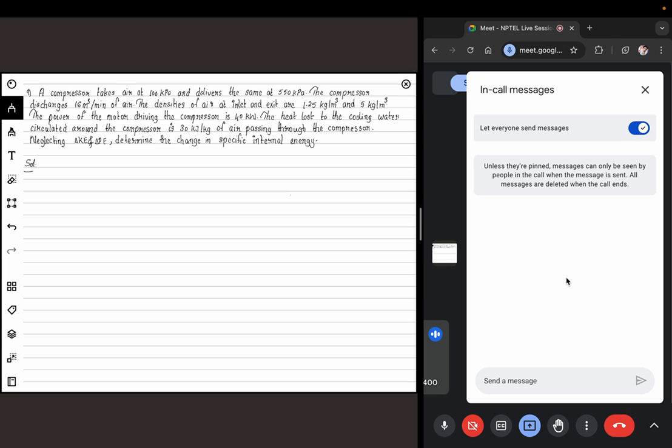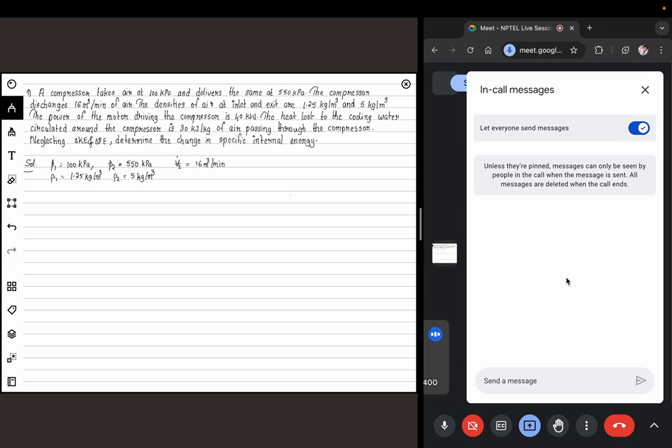So again, what are all given here? So we know that the initial inlet pressure is 100 kilopascal and the final pressure is 550 kilopascal. And the compressor discharges at so and so. So the discharge is V dot 2, that is volume flow rate, 16 meter cube per minute. Densities at inlet and exit are given. So rho 1 is 1.25. Rho 1 and rho 2 are given.